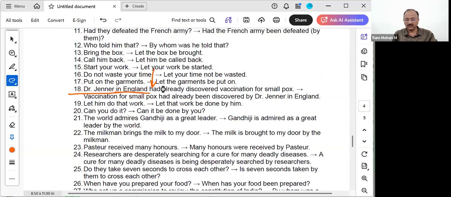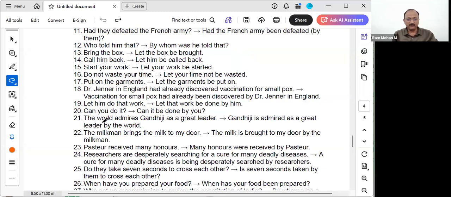Had means past perfect. What did he discover? Discovered is the verb. Vaccination for smallpox is the object. So it came as the subject. Vaccination for smallpox had become the subject. Had been should come because already is there, already got added here. Vaccination for smallpox had already been discovered by Dr. Jenner in England. You understood the sentence? How to identify the object, the verb and the tense.